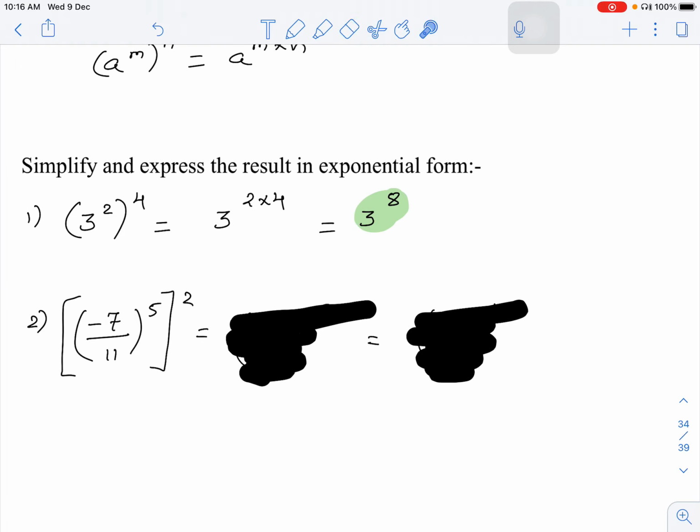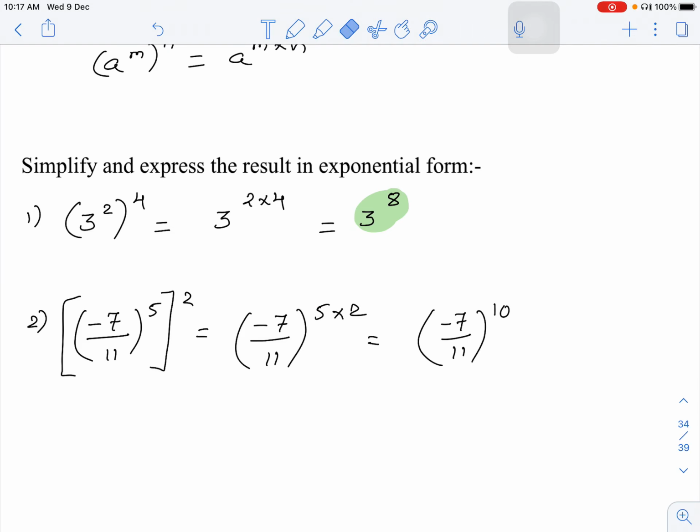Now here we have ((-7/11)^5)^2. Okay, so now what will we do? The condition is of power to power. So we will multiply these powers with each other. So in the next step we will get (-7/11)^(5×2). So that equals (-7/11)^10. That is, 5 twos are 10. Okay, so this is our answer over here.